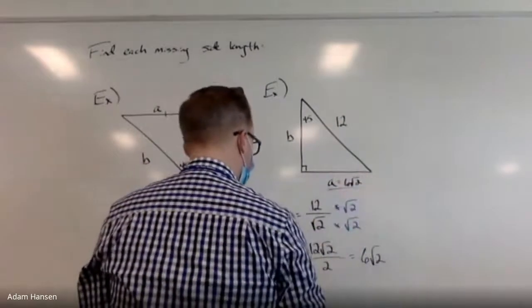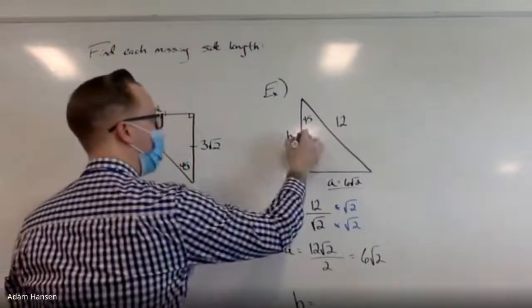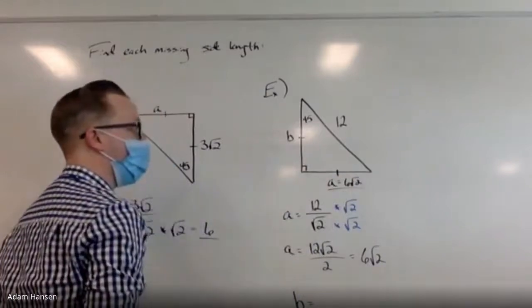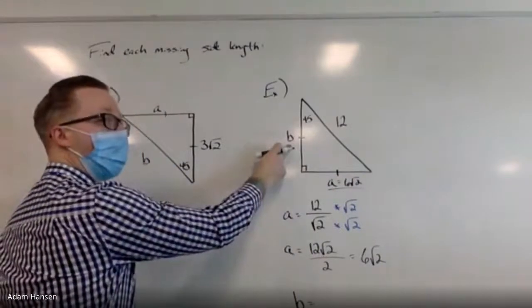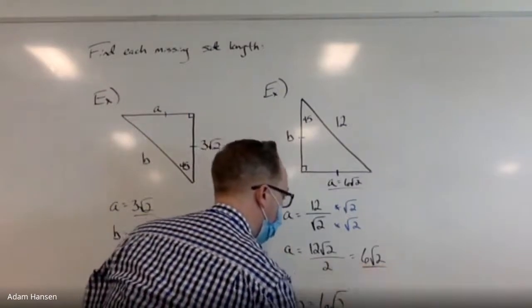How long is B? 6 root 2. Why? Because 6 root 2 times root 2 is. No, B, the other leg. Oh, because they're the same. Equal.